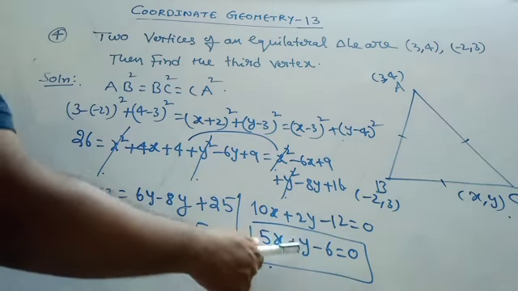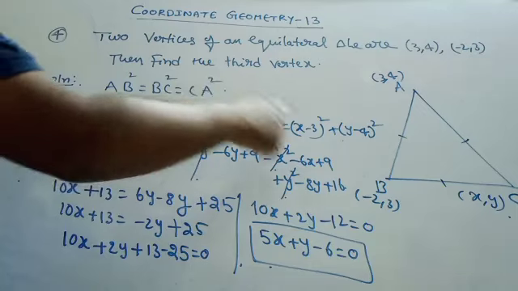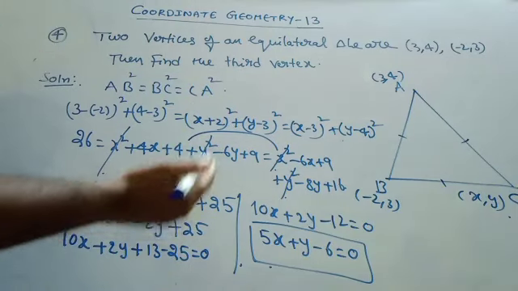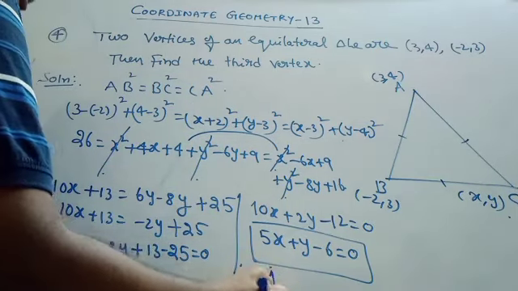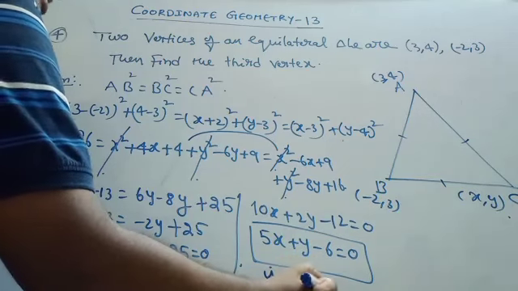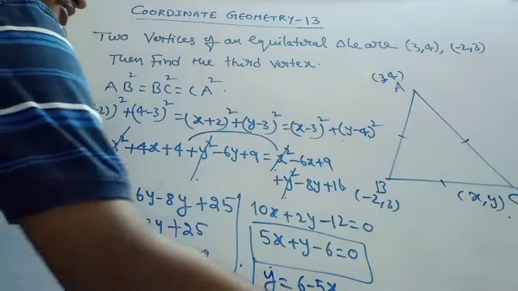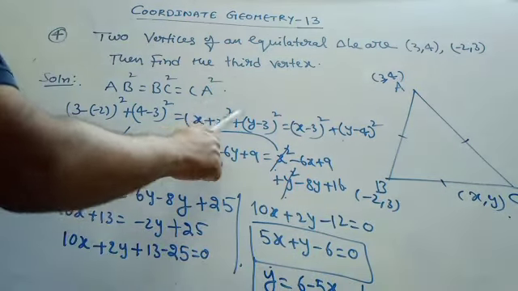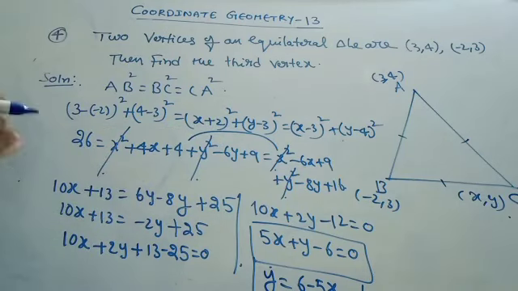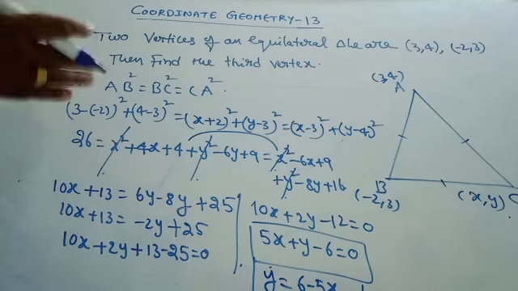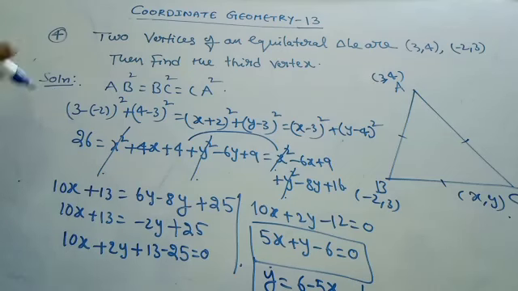Let us take this equation and substitute it in any one of these equations. From this you get y = 6 − 5x. Then you substitute the y value in any one of the equations and solve that, and you will get 2 different values of x. For each x value you will get another y value. Then from that you will get the third vertex of the equilateral triangle.